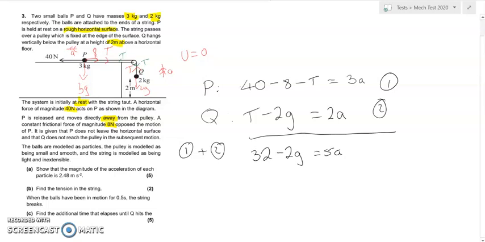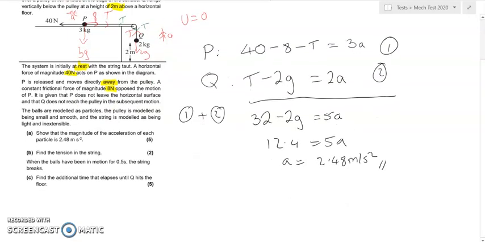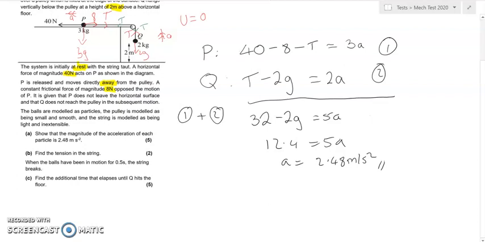And if we do 32 minus 2g on the calculator, 32 minus 2 times 9.8, that gives me 12.4 equals 5a, and then a is therefore equal to 12.4 divided by 5, and that is going to be 2.48 meters per second squared, exactly like we wanted. Great. So that's 5 marks. There's probably a method mark for adding them together and solving the simultaneous equations, and then one final answer mark for getting the 2.48.